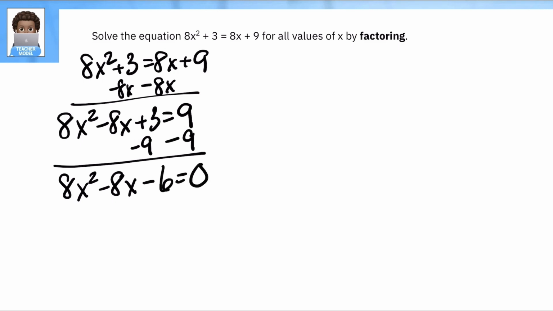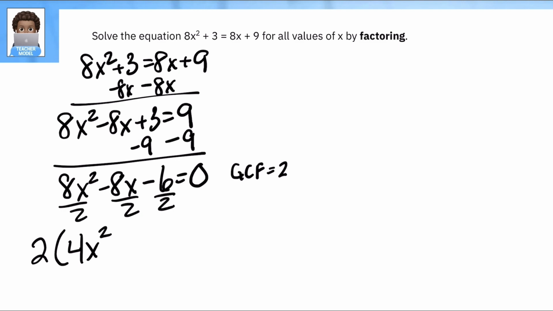So now this is written in standard form, so let's look to see if there's a GCF, and there is. Our greatest common factor in this case is 2. So we're going to factor out 2, and that will give us 4x squared minus 4x minus 3 is equal to 0. So now we're going to look at the product of 4 and negative 3, so negative 12, that adds up to negative 4.